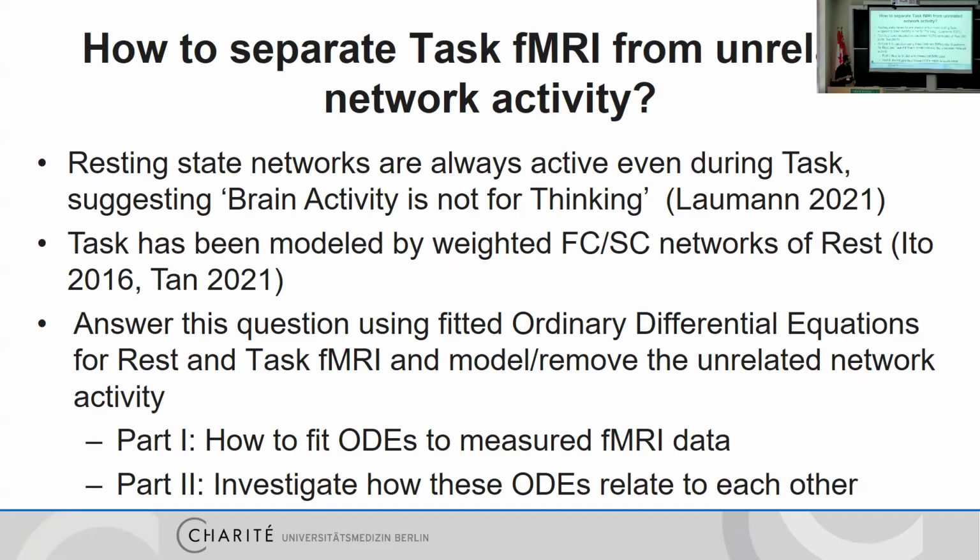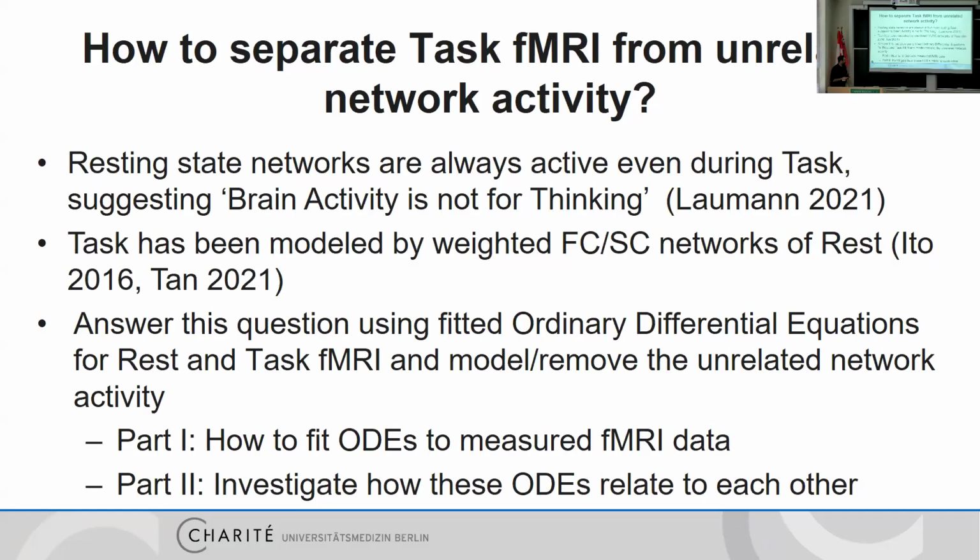So there has been some really nice previous work by Cole and Ito in 2016, where they showed that if you take weighted components of the resting state functional connectivity, you can get to the task functional connectivity. And there was another work by Tan, which does the same thing, but using DTI networks. So there's this idea of these subcomponents of rest being used for task. And basically, I'm going to show this using ODEs, where we show that these task ODEs are a subset of rest ODEs.